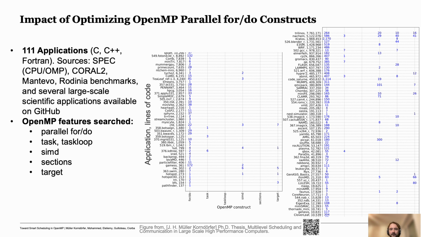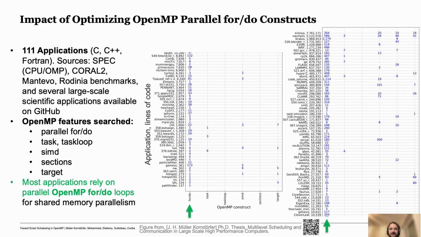And out of all these options, what you can see in these plots, in the x-axis, again, you see the constructs, and in the y-axis, you see all the applications and their lines of code. I apologize that the font is a bit small, but the highlight is that for and do loops are still a really high source of parallelism. So people still use them a lot and they are still quite relevant. So in this work, that's what we approach: parallel for and do loops.